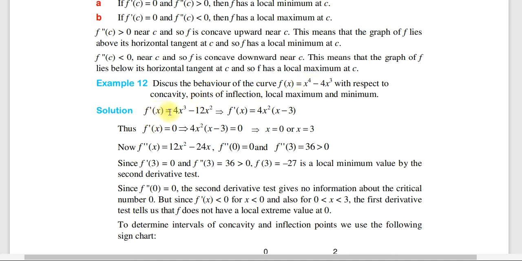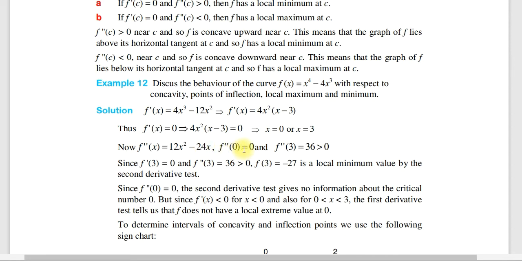First we need f prime of x. f prime of x equals 4x cubed minus 12x squared, which implies that f prime of x equals 4x squared times x minus 3. Thus f prime of x equals 0, which implies 4x squared times x minus 3 equals 0. So it is 0 at x equal to 0 and x equal to 3. Now we do the second derivative test. f second derivative of x equals 12x squared minus 24x.